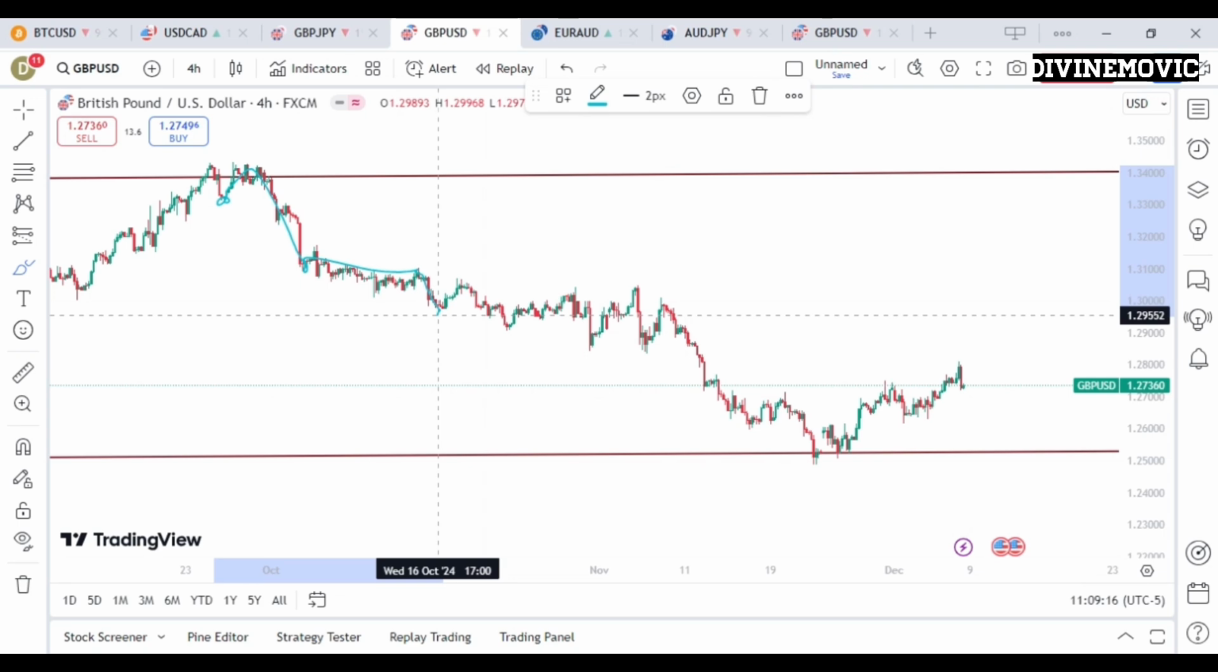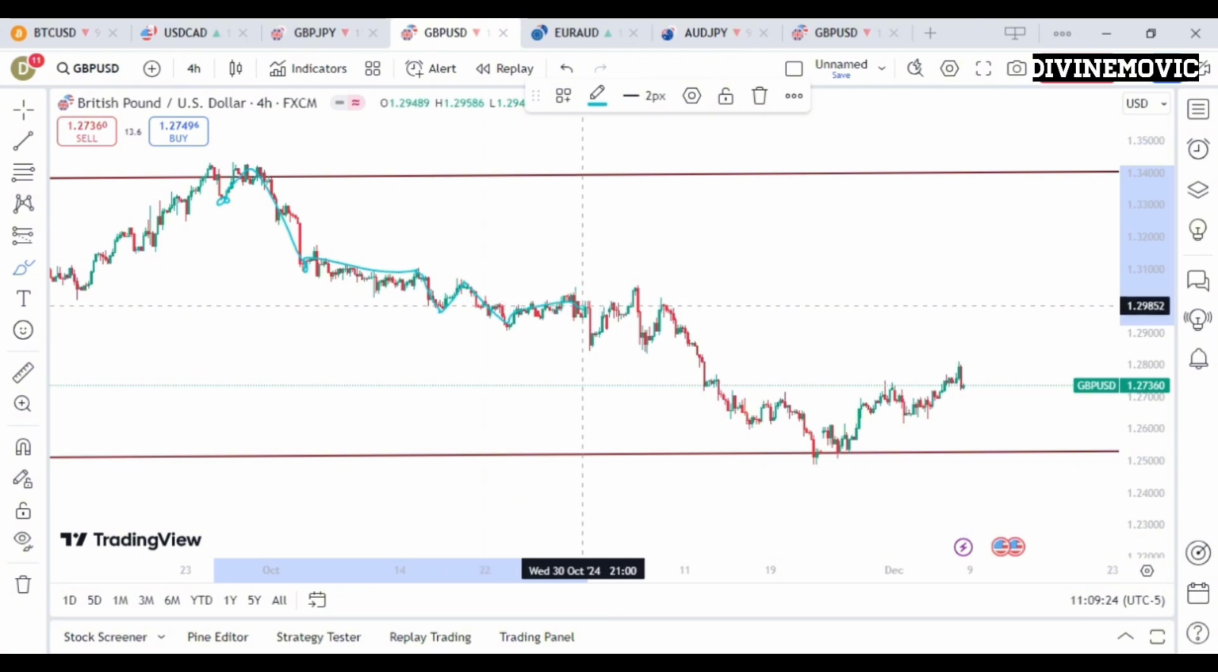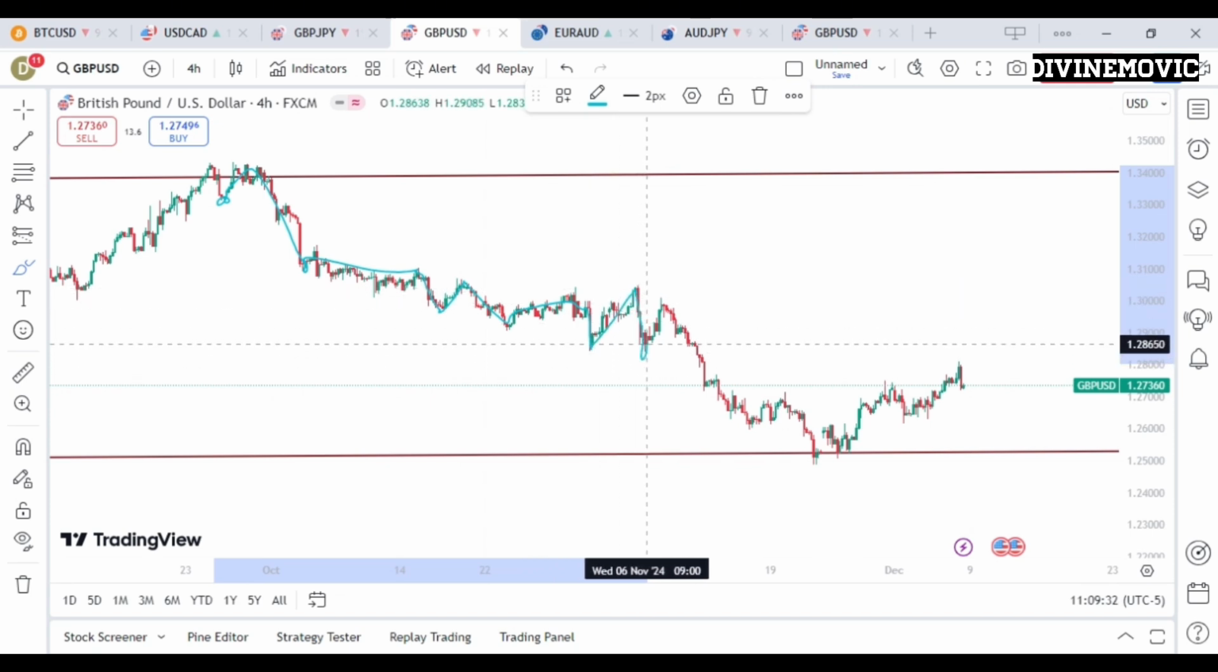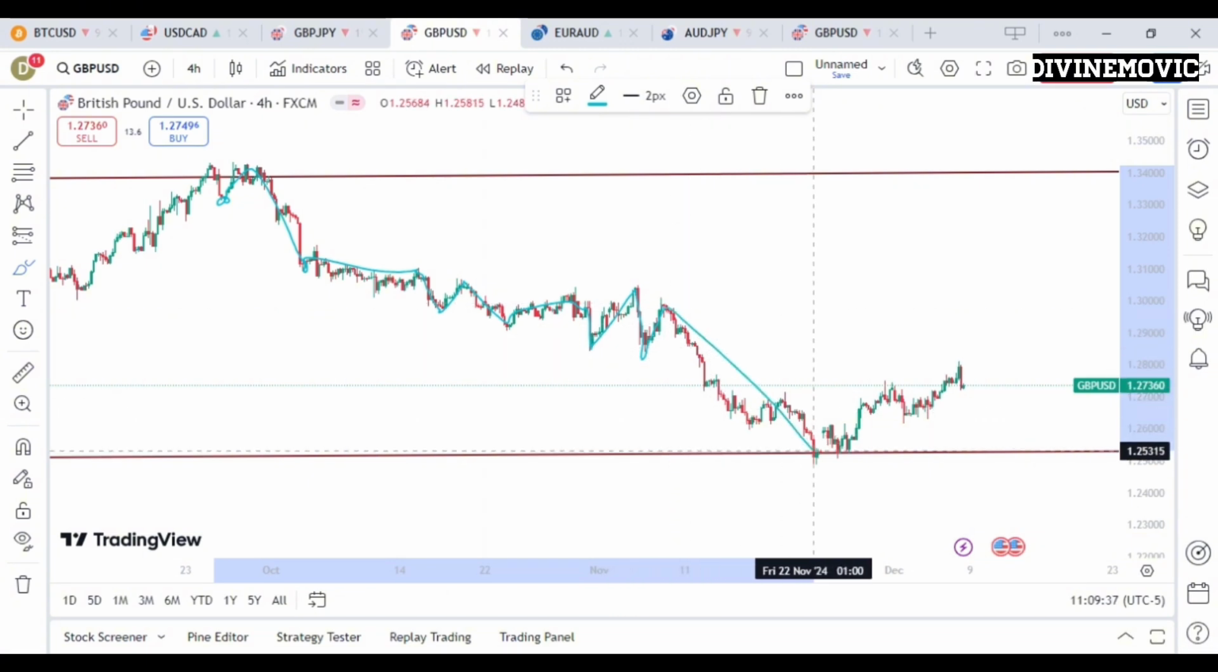And this resting phase gave us a low. This low gave us this high. This high gave us this low. And this low gave us a resting phase. And this resting phase gave us a low. This low gave us a high. And this high gave us this low. This low gave us this high. And this high gave us this low.